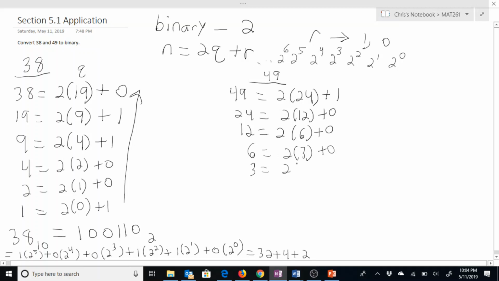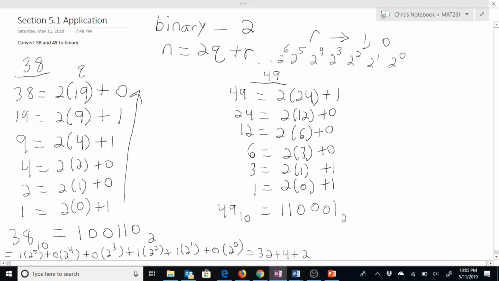3 is 2 times 1 plus 1. And then finally 1 is 2 times 0 plus 1. Again, from bottom to top, the number 49, which is again a base 10 number, is equal to, in binary, 1 1 0 0 0 1.